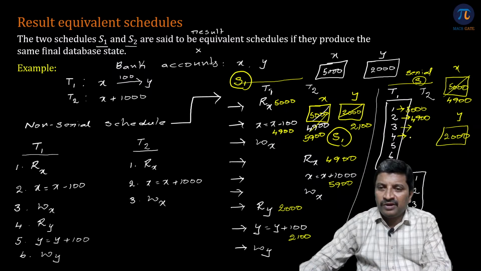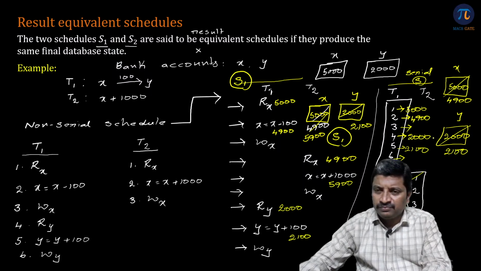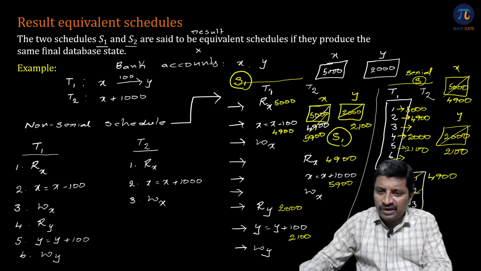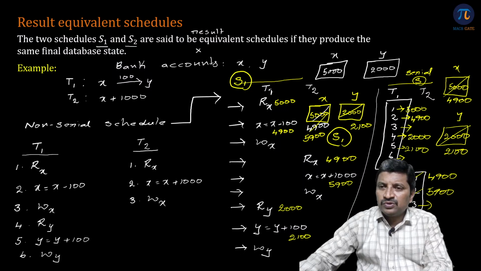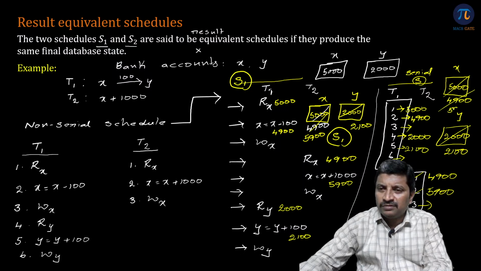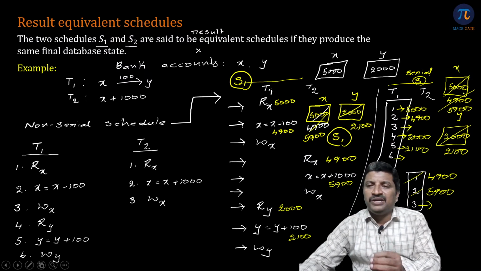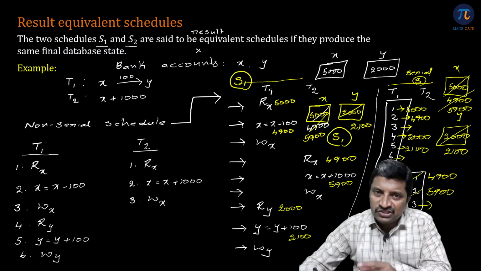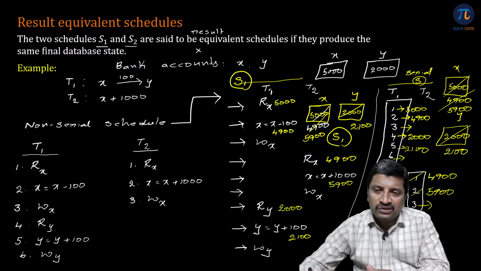Then you are reading the value of Y, that is 2000. You are adding it, 2100. You are writing back. It will be 2100 rupees. Then again you are reading the value of X, that is 4900. Then you are adding 1000. So it will be 5900. Then you are writing it back. So it will be 5900. So what is the state of the database if I follow the serial schedule, sir? The same. X is having the value 5900 and Y is having the value 2100.